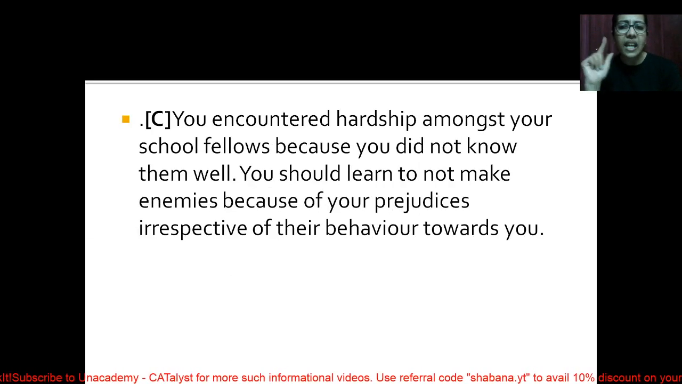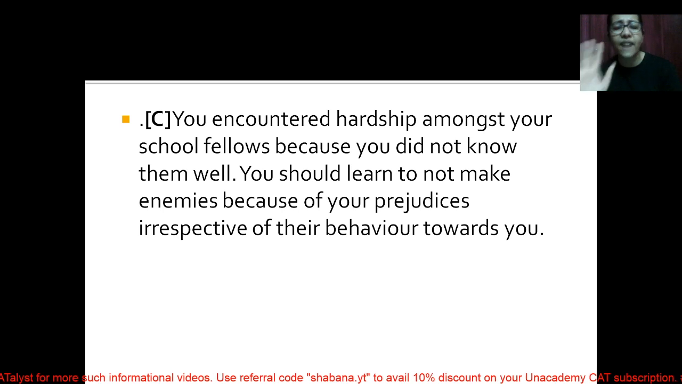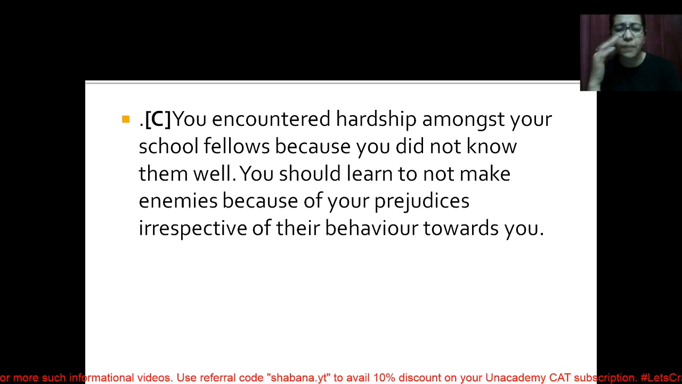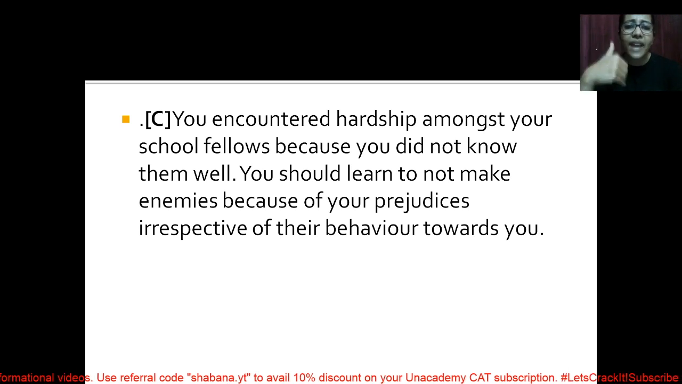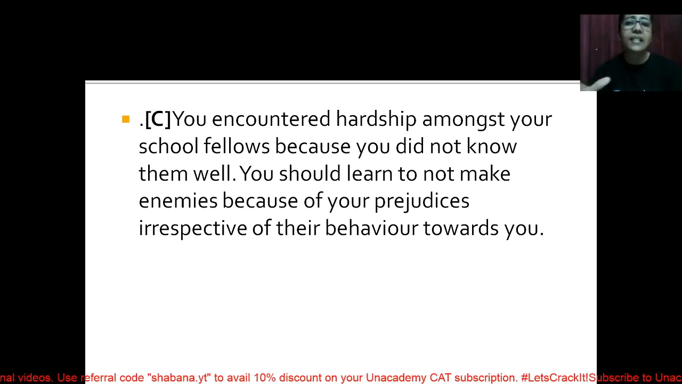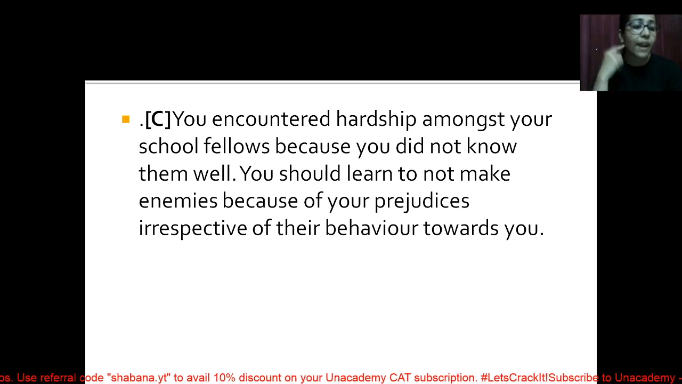C. Last ka check kariye. Because of your prejudices, irrespective of their behavior towards you, you should learn to not make enemies. Fine. Because of your prejudices, irrespective of their behavior, fine. Usne bola hai, till they behave ill with you, and then you analyze, and then you win them over, then you make friends.